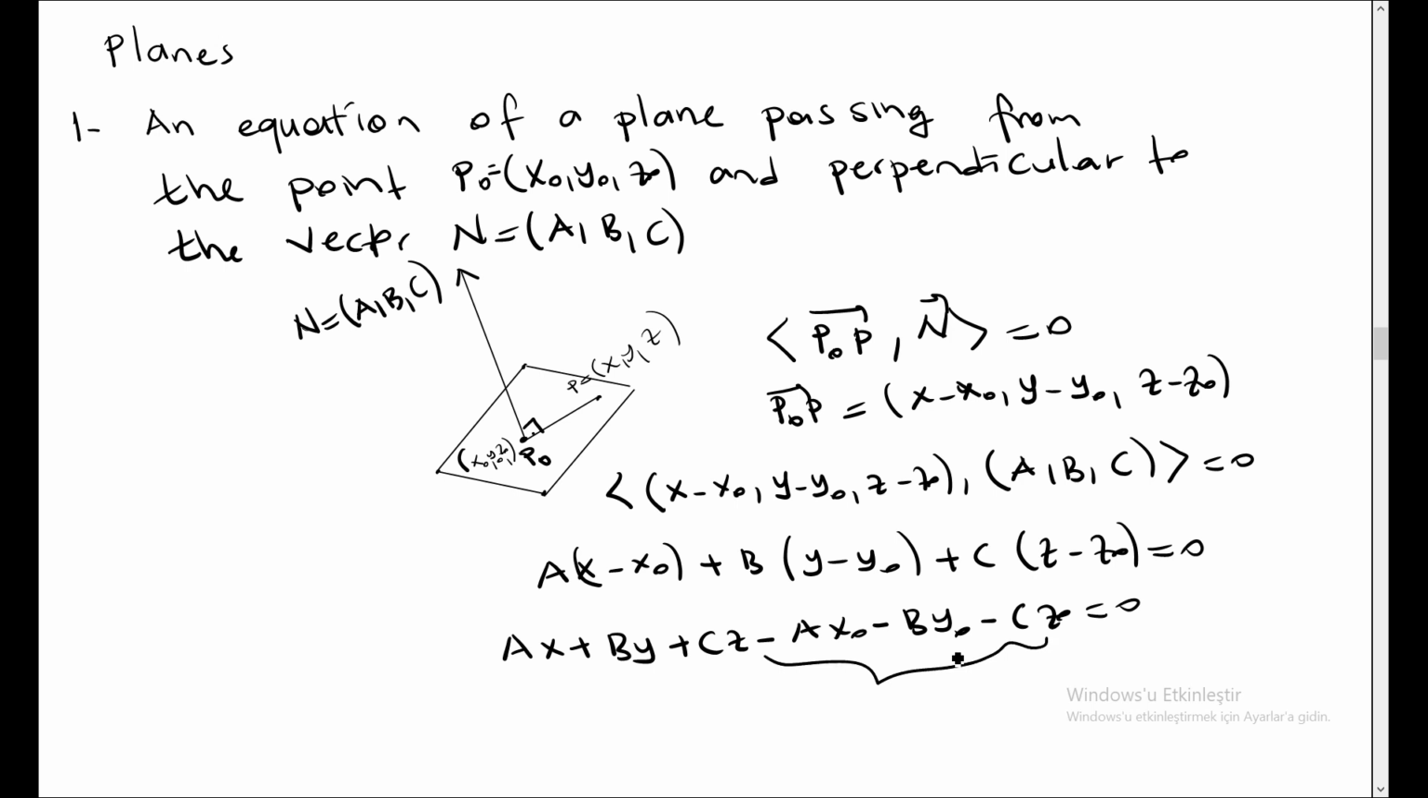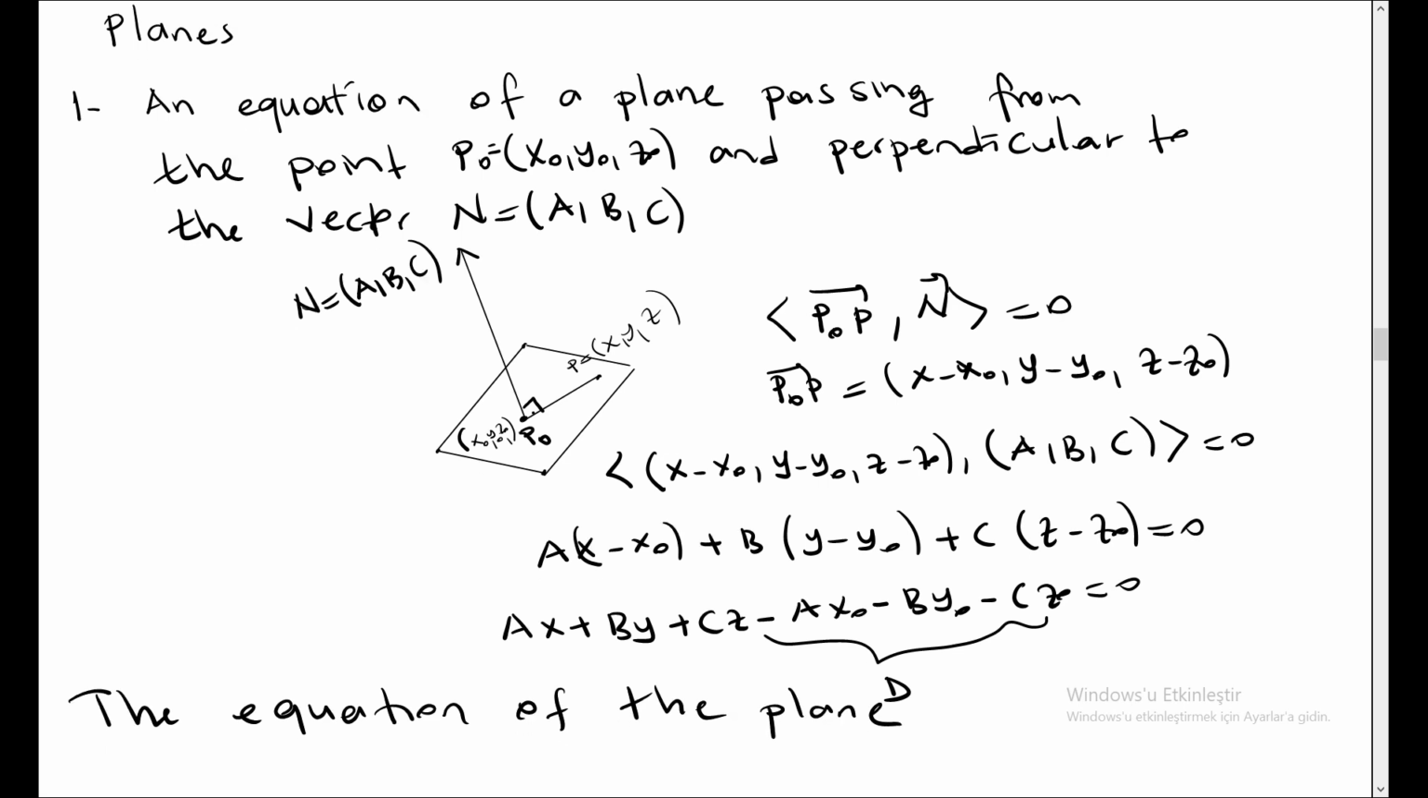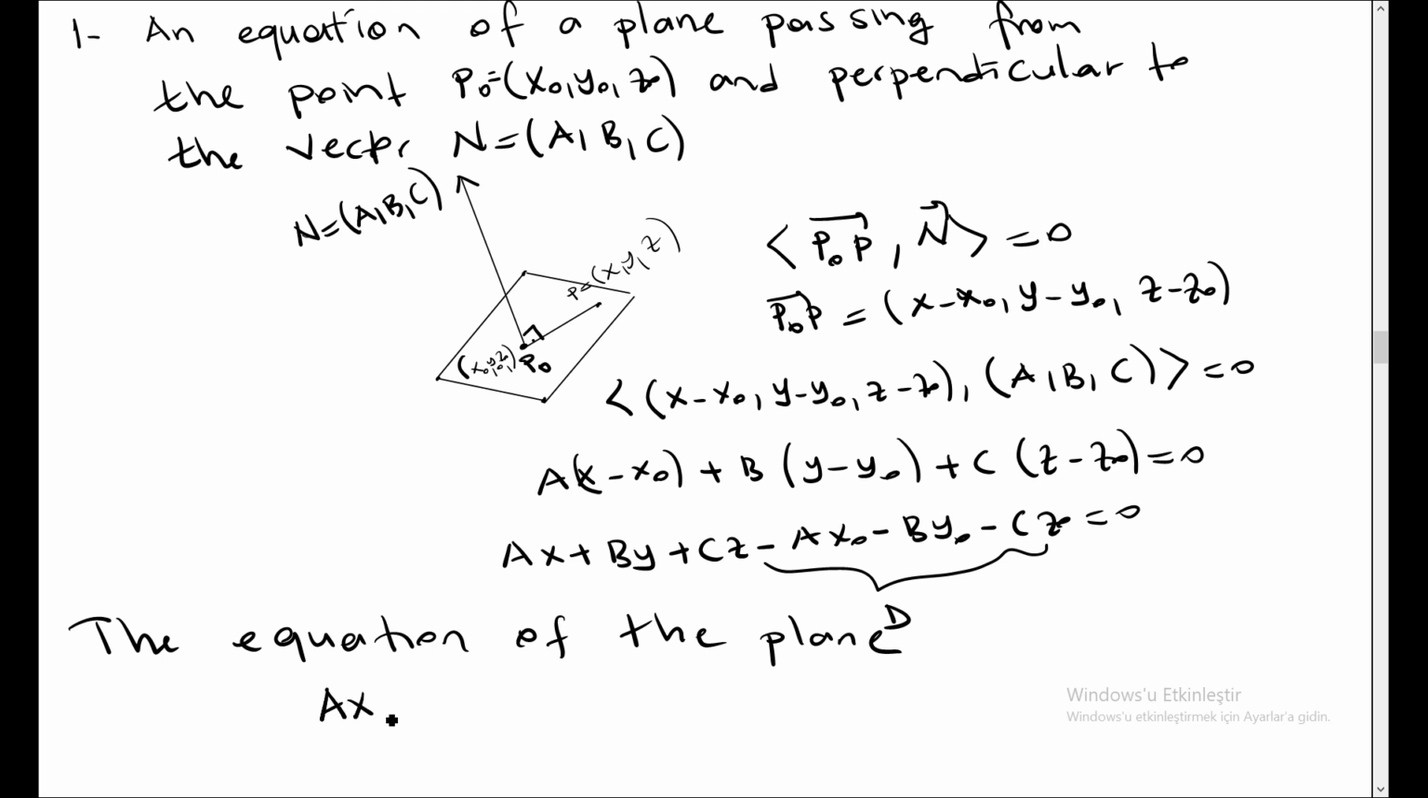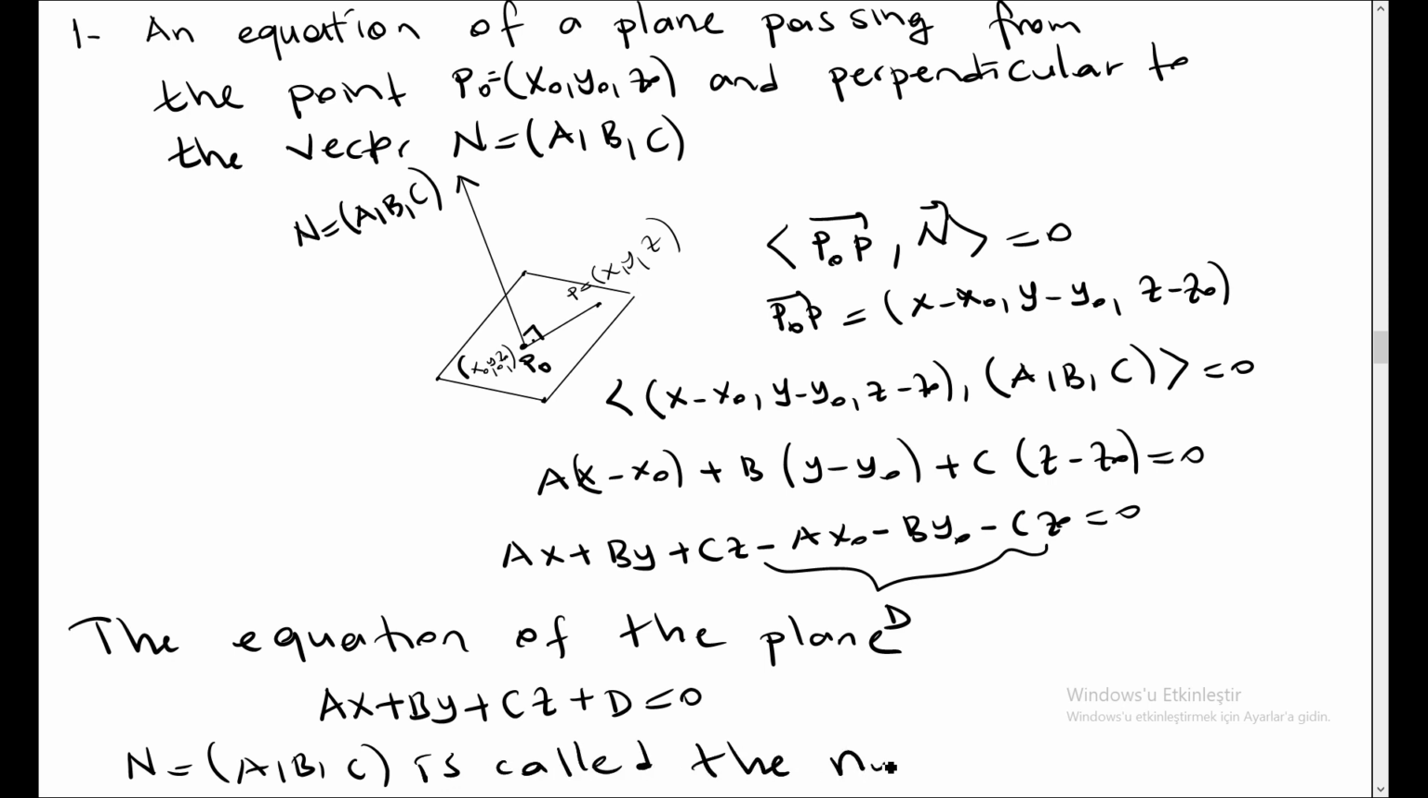So this one is a number. Let's say this number is d. So this is the equation. The equation of the plane becomes ax plus by plus cz plus d equals 0. Here you see this (a, b, c), which is already given, is called the normal vector of the plane. So if the normal vector is known, we know a, b, c, and we can write the plane directly.